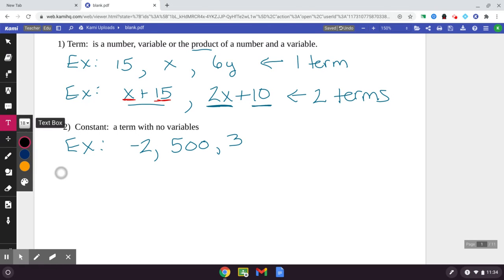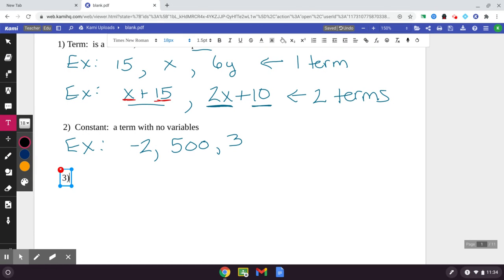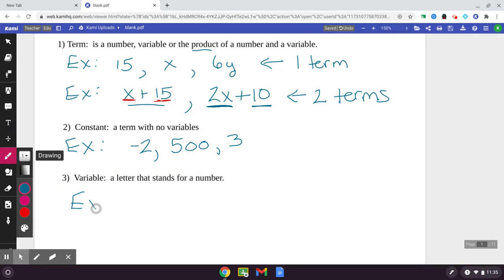All right, next vocab word, variable. A variable is just a letter that stands for a number or represents a number. So some examples of variables would be any letter you can think of. X, Y, A, B. Those are all examples of variables.